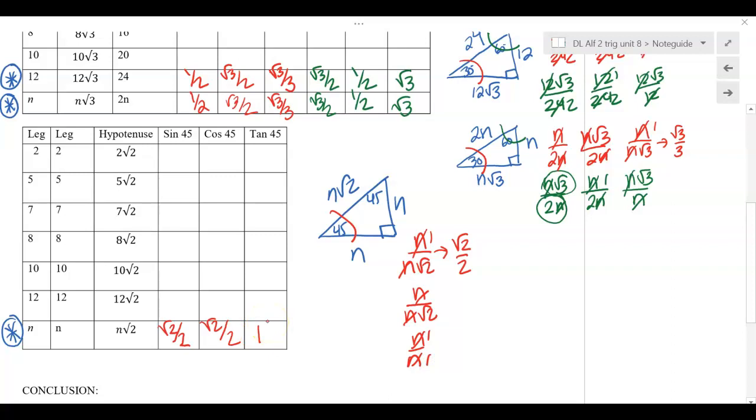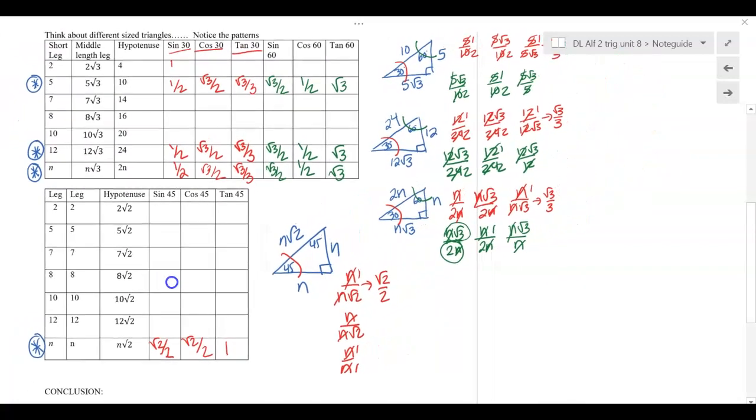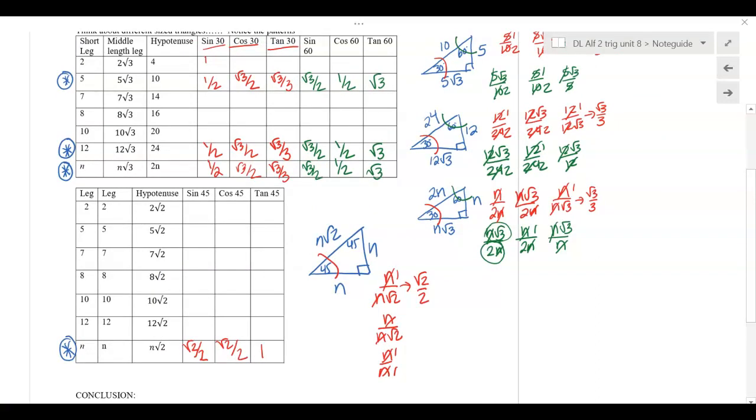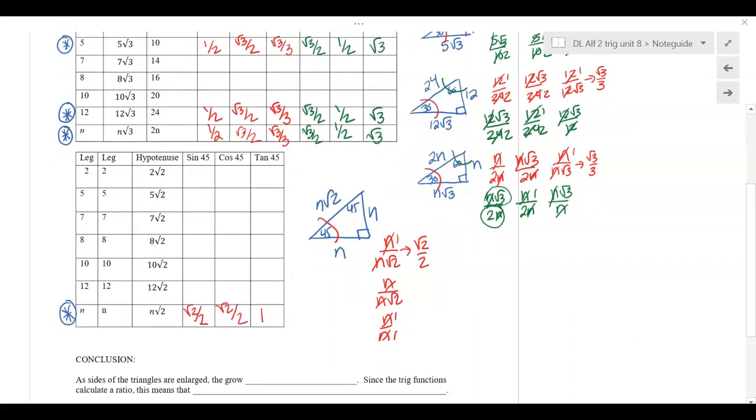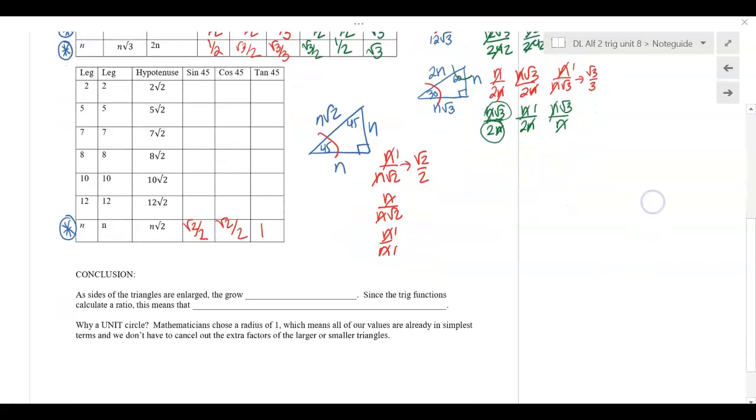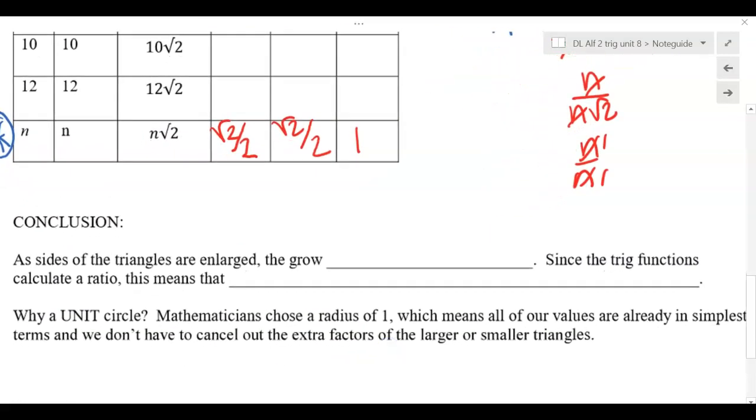So the point being here is that n doesn't represent any size. You could use any value in there, and you notice that you get the same answers that you got in all of the other instances. So what this tells us is it doesn't matter how large the triangle is, the trig ratio does work out to be the same value no matter the size of the triangle. Since the triangles are how we got the coordinates around our circle, that means it doesn't matter the size of our circle either.